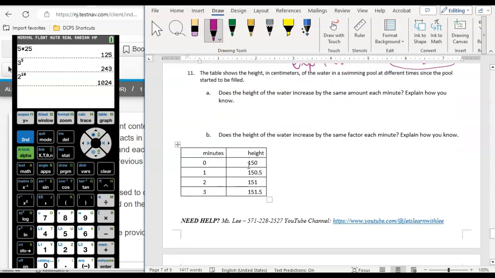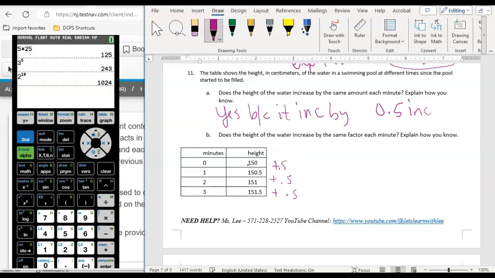Number 11, the table shows the height in centimeters of the water in a swimming pool at different times since the pool starts to be filled. Does the height of the water increase by the same amount each minute? Explain how you know. So here we're going plus 0.5, plus 0.5, plus 0.5, plus 0.5. So yes, because it increases by 0.5 every second. Oh, sorry, every minute.